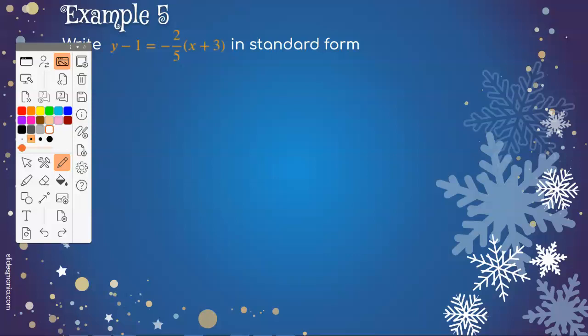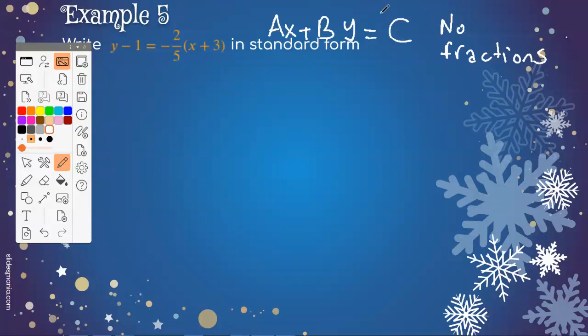In this example, they're asking us to write y minus 1 equals negative 2 over 5, x plus 3 in standard form. Standard form is this: ax plus by equals c, where x and y are on the same side and there are no fractions. No fractions allowed. So let's take this and do some algebra to end up with x and y on the same side. You'll also notice no parentheses.